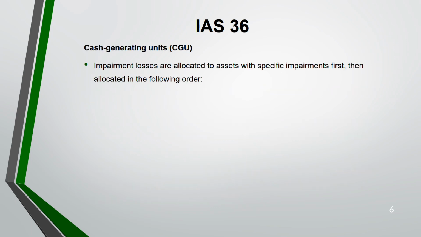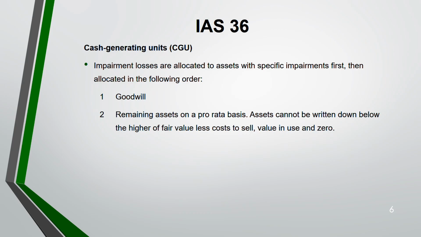Now, impairment loss is allocated to assets with the specific impairment first. Whichever specific asset has been impaired, first you will allocate the impairment loss against that. Then you will allocate in the following order: first against goodwill, second against other assets on a pro rata basis. Remember, assets can never be written down below the higher of fair value less cost to sell, value in use, and zero. You cannot write down more than this.